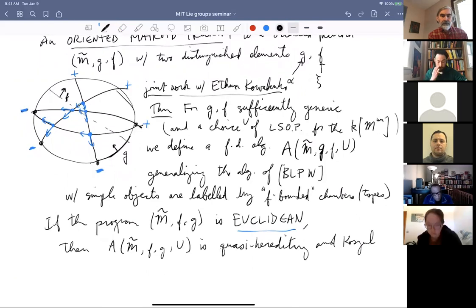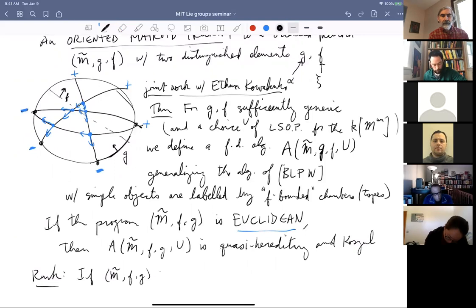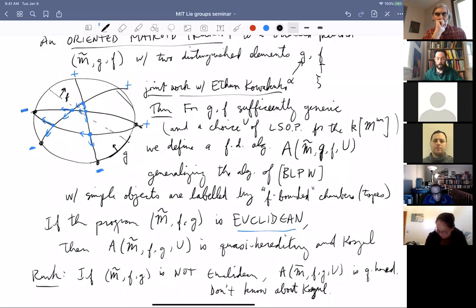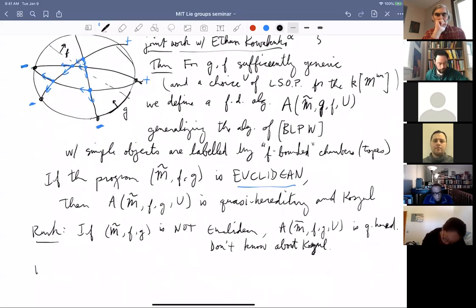So, as two concluding remarks: the program is not Euclidean, and it seems that the algebra is not quasi-hereditary, but we don't know about Koszul, whether it's Koszul. And so, work in progress.